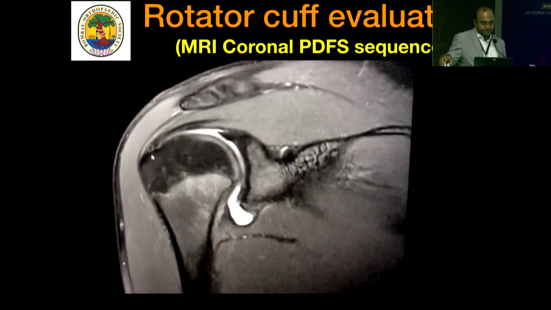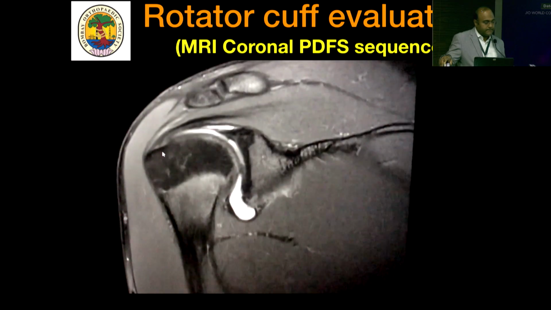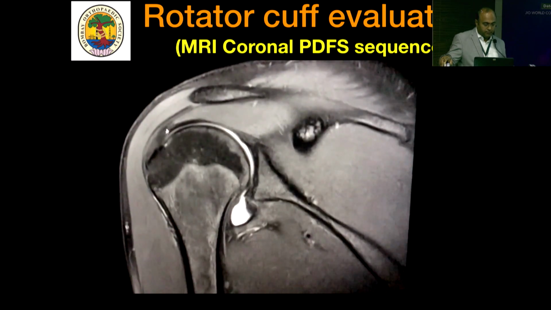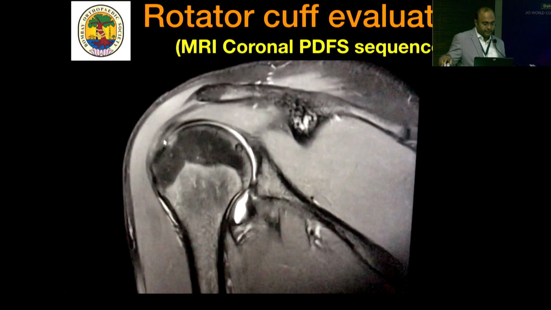So she's able to maintain her abduction and she's able to actively external rotate, which tells me that her teres minor is intact. And all of us would agree that usually, even in massive rotator cuff tears, teres minor is probably the one muscle that always remains intact. It is very, very rare for the teres minor to go away.